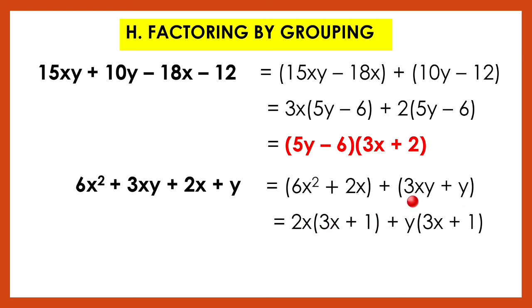And then, ano yung common factor dito? So, ang common factor nila is y. 3xy divided by y is 3x. Y divided by y is 1. And then, isusulat natin yung common factor sa bawat grupo. So, we have 3x plus 1. And then, isusulat natin as sum or difference yung natira, 2x plus y. Therefore, the factors of 6x squared plus 3xy plus 2x plus y are 3x plus 1 and 2x plus y. Okay, that's how we factor polynomials by grouping.